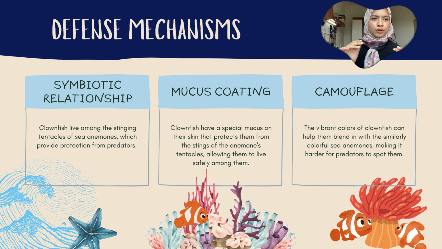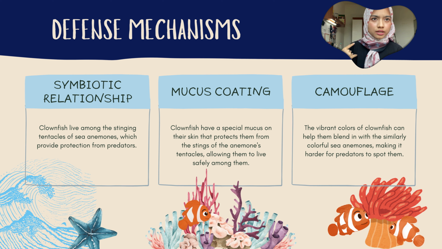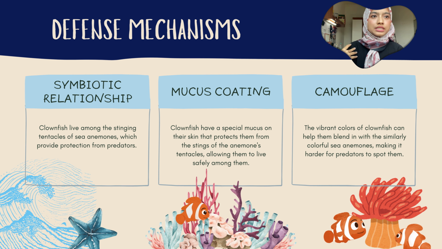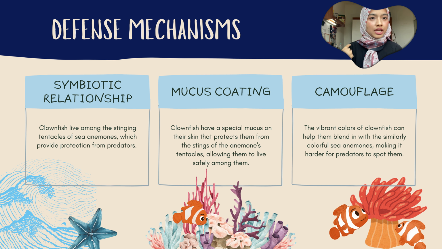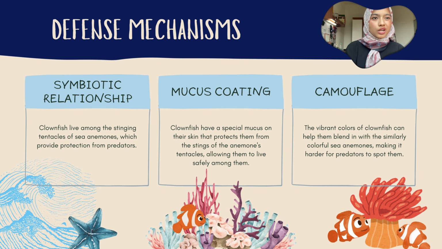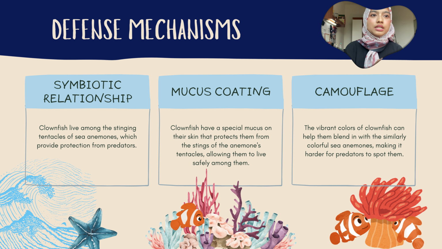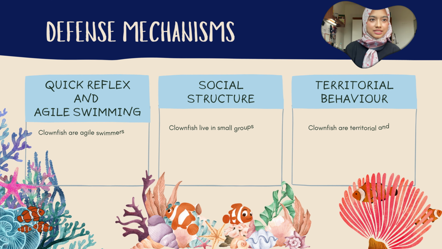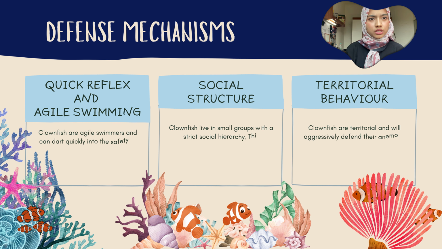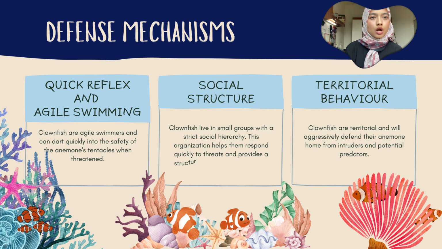Since they live in poisonous sea anemones, clownfish have mucus coating them to protect them from the sting of the anemone's tentacles, so it allows them to live safely among sea anemones. Not only that, it also can camouflage. The vibrant colors of clownfish can help them blend in with the similarly colorful sea anemones. Clownfish have quick reflexes and are agile swimmers that can dart quickly into the safety of the anemone's tentacles when they are threatened.